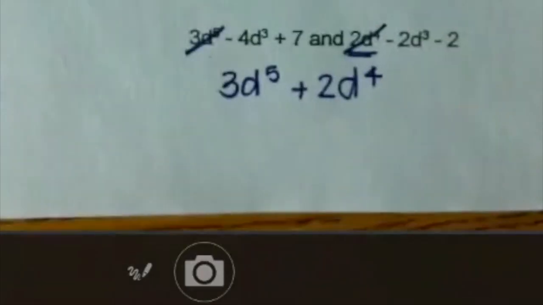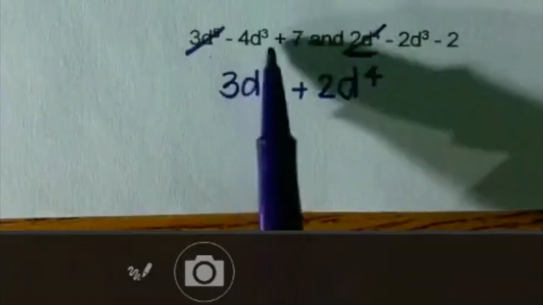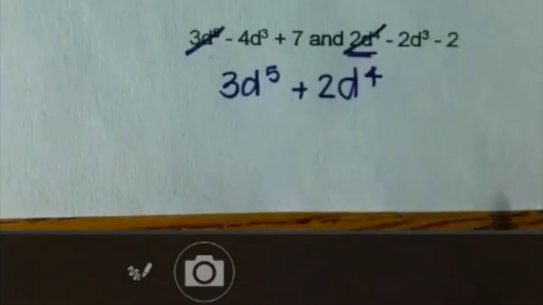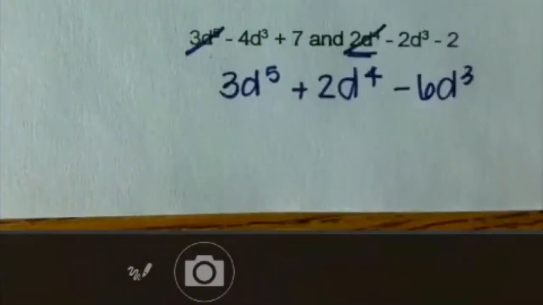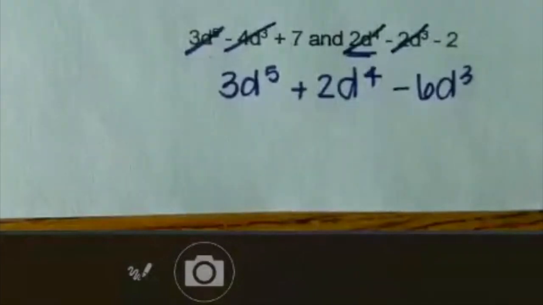Okay. Dan, do you agree with Sarah? Yeah, I'm going to take my minus 4d to the third and my minus 2d to the third and combine them. So I'm going to get minus 6d to the third. Thanks for helping, Sarah. And then Dan, last question for you. I used those. So what's my last step? What do I have to do?